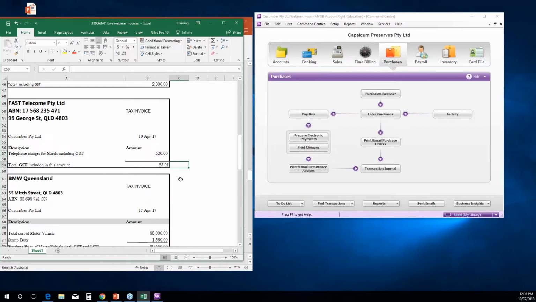GST is $35.01. If I multiply this by 11, it will show the amount including GST. So in this invoice, 385.11 should be the GST component expenses. Then I will write here as GST component.